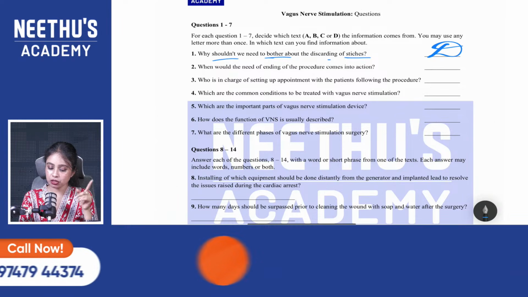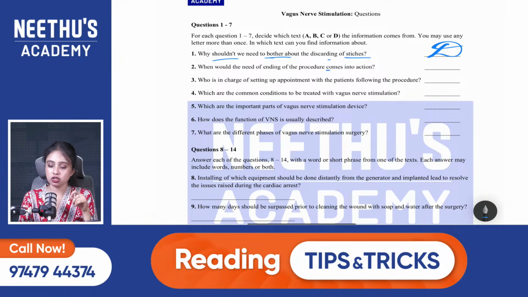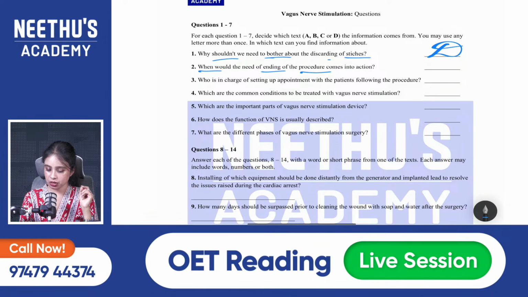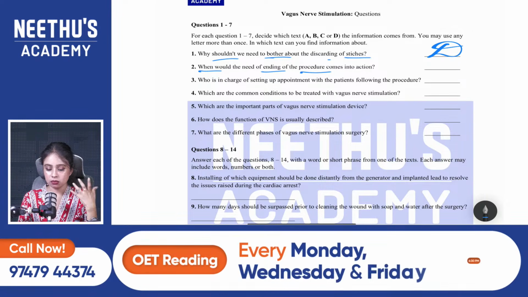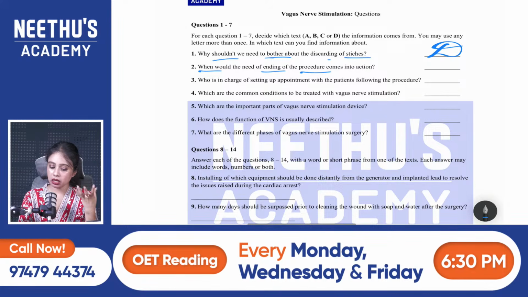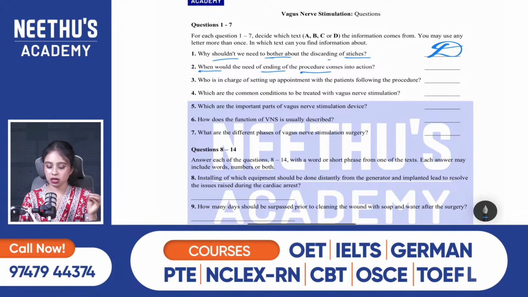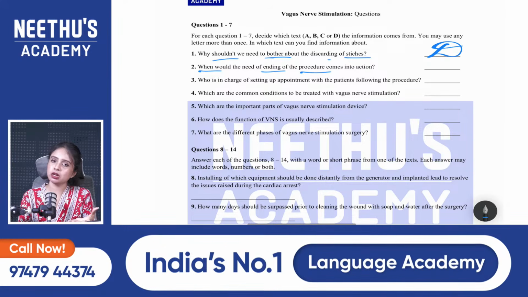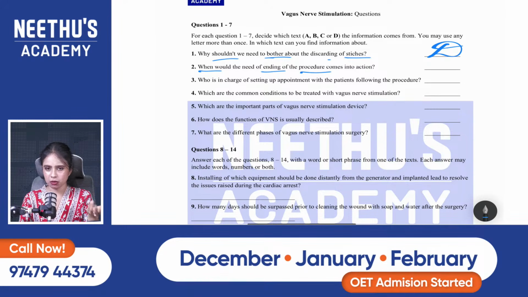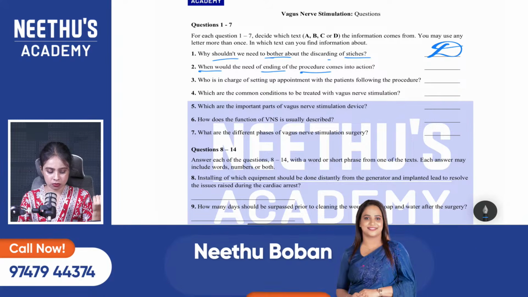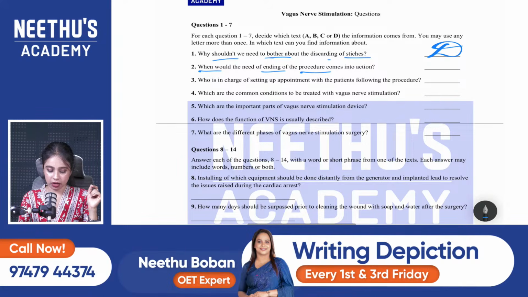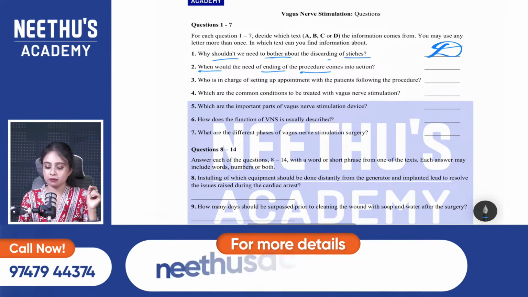Second question. When would the need of ending of the procedure come into action? So, my keywords: when, ending, procedure. Where have they mentioned the ending of the procedure? A very small text, guys. It's very simple. You can find out the answer very quickly because it's such a small material. When would the need of ending of the procedure come into action?